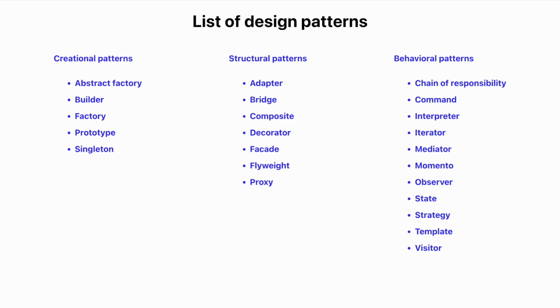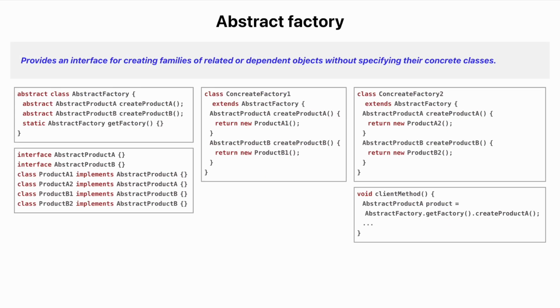Structural patterns are concerned with how classes and objects are composed to form larger structures. Behavioral patterns are concerned with algorithms and the assignment of responsibilities between objects. Let's see each design pattern.